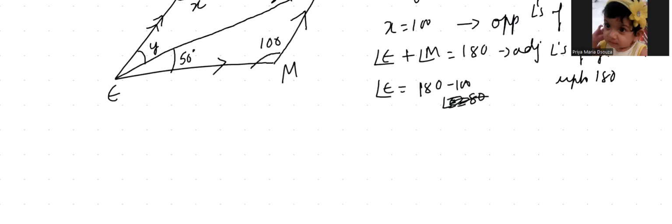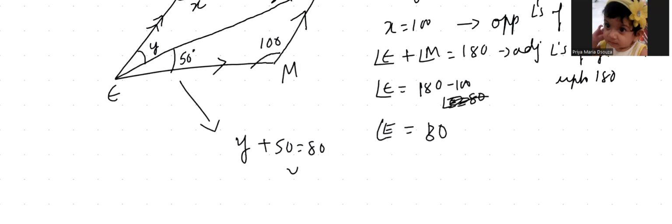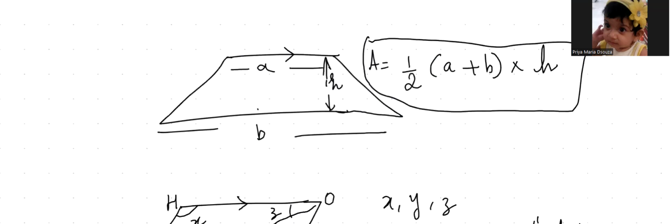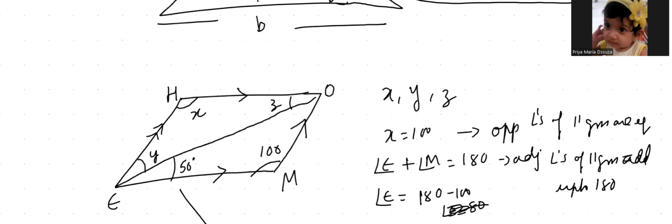Okay. And opposite angles are equal. So now that I know angle E is 80, what is angle E actually? Y plus 50. Y plus 50 is 80, or Y is 80 minus 50, which is 30. So Y is 30 degrees. Okay. Now what is Z?